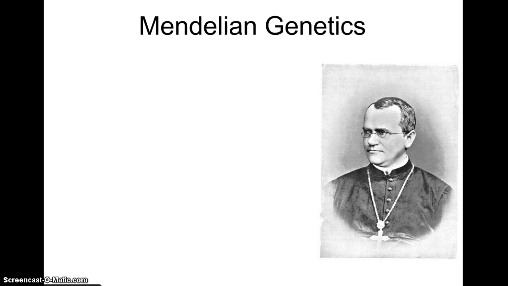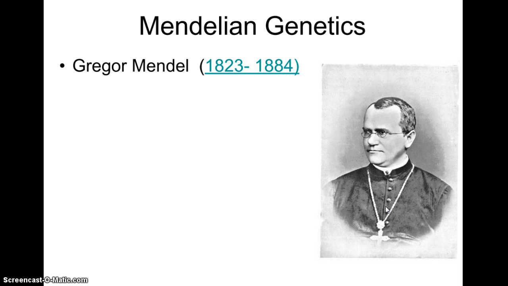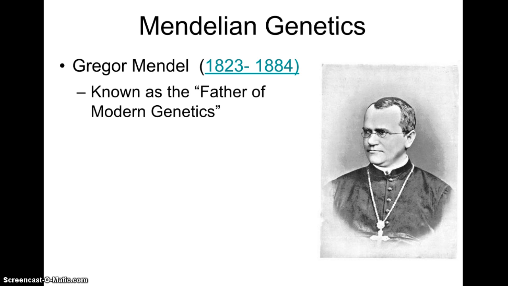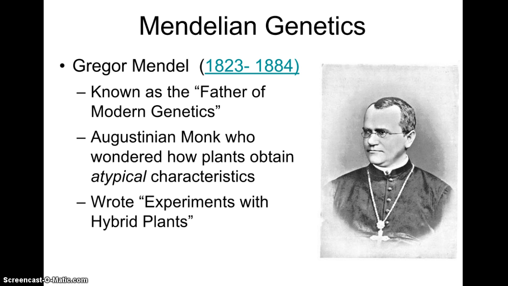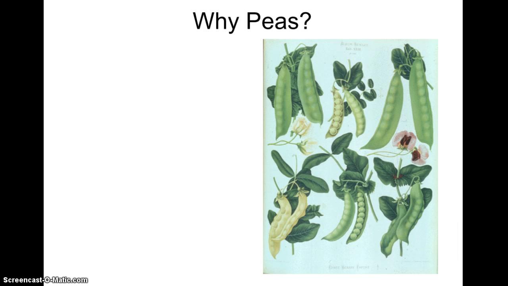Anyway, I wanted to give you a little overview about this guy over here, Gregor Mendel. He's known as the father of genetics. He was around from 1823 to 1884. As I think I mentioned before, he was an Augustinian monk and he wandered around the gardens of his monastery and he wondered about plants that looked different or atypical from the other plants. And he ended up writing a book called Experiments with Hybrid Plants and came to a bunch of conclusions.